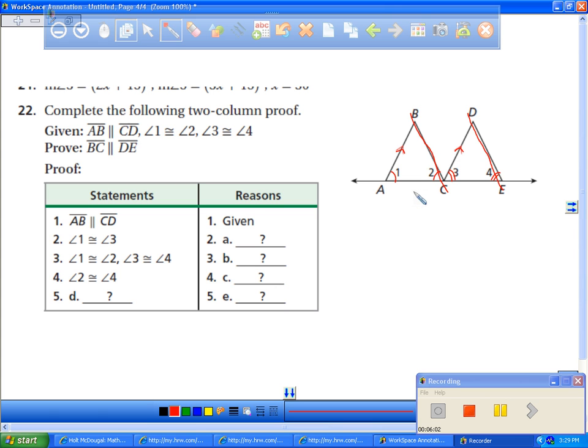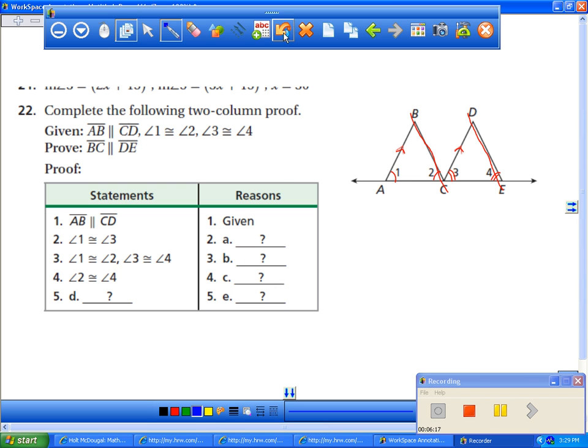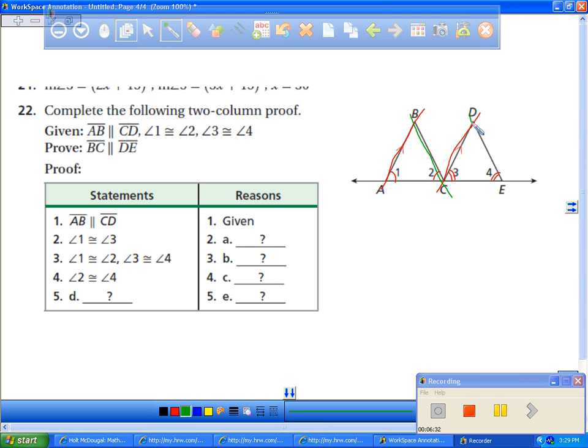And the other given that they gave you was that these are parallel. So all the red is the given, so let's write in blue now. Blue says, prove that BC is parallel to DE. Uh-oh, I drew that in the wrong color. Let's try this. How about AB is parallel to CD, and this is what you're trying to prove in the green. That's the goal. The green's the goal, baby.